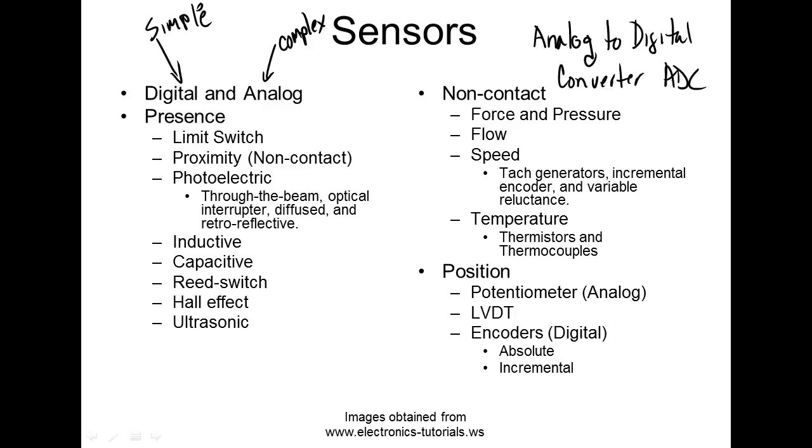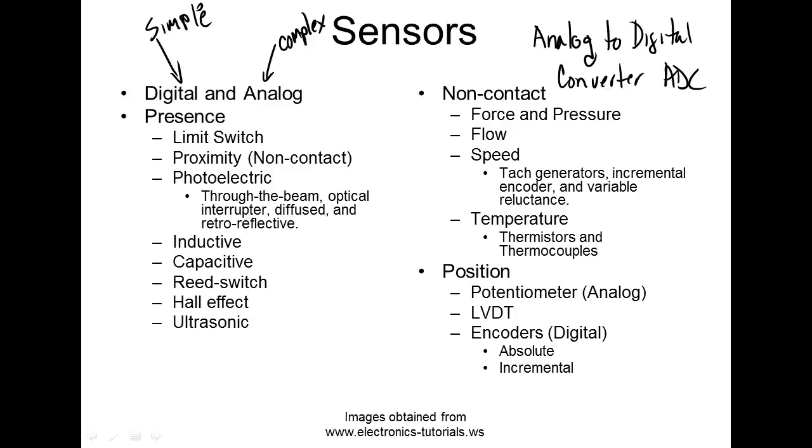So when we use the term proximity switch, we're talking about all the sensors that sense the presence of an object without making contact with it. That's what proximity is. The book only talks about the photoelectric, but we have a lot more than that. So we have photoelectric, where we're going to look at through the beam, optical interrupters, diffuse, and retroreflective. Then we'll also look at inductive, capacitive, reed switch, Hall effect, and we've already talked about ultrasonic a little bit.